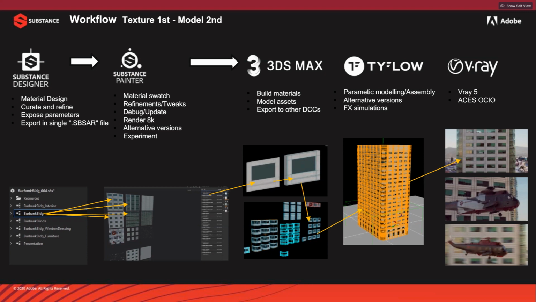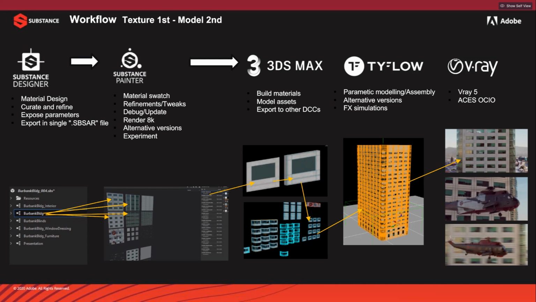But I want to quickly go over the different materials. So I set up like 4 different materials to assemble it. If you can see here on the bottom left, I have the interior, the main building, the blinds, the window dressing, and the furniture. So I'm exporting an SBSAR file and opening it up in Painter, just to swatch. So it's in Painter. There's no bakes. It's just a bunch of planes.